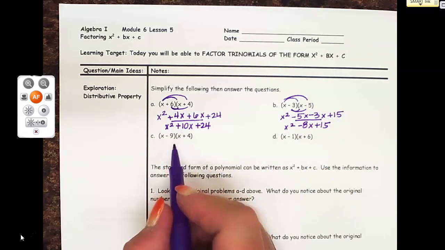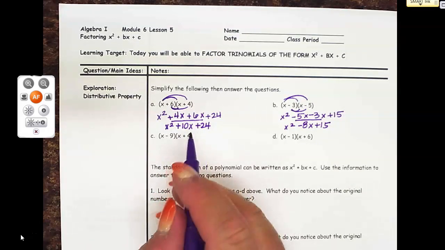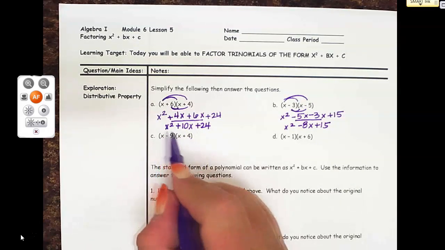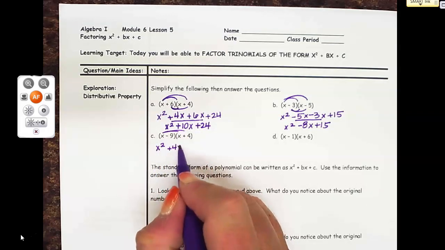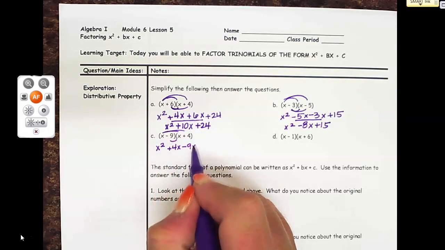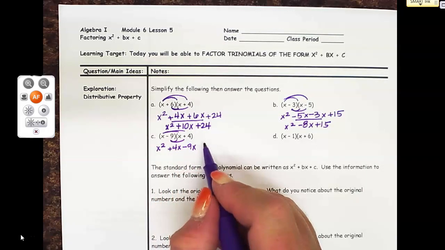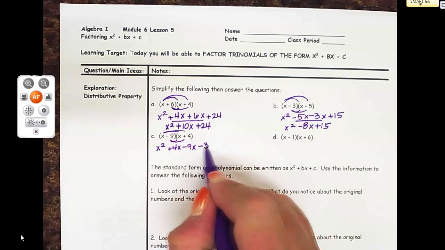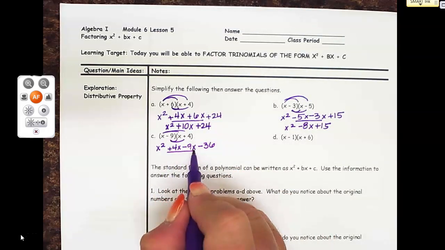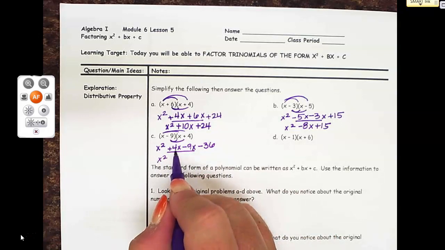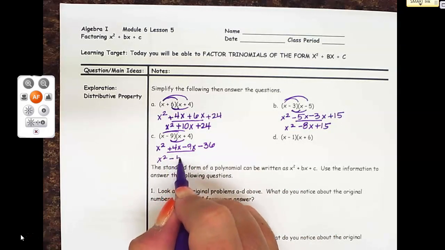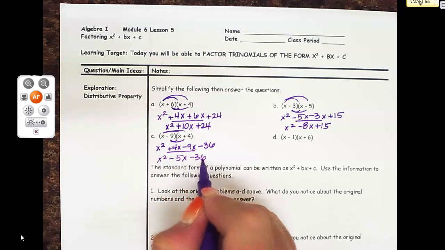Next, I want to pay attention to the fact that I have a minus and a plus. I have a subtraction and an addition. So what's going to happen? I'm going to use the same pattern. First, x squared, outer, plus 4x, inner, minus 9x, last. Negative 9 times positive 4 is negative 36. I still always have these middle two terms here that are going to combine. So I get x squared, 4 minus 9 is minus 5x, minus 36.